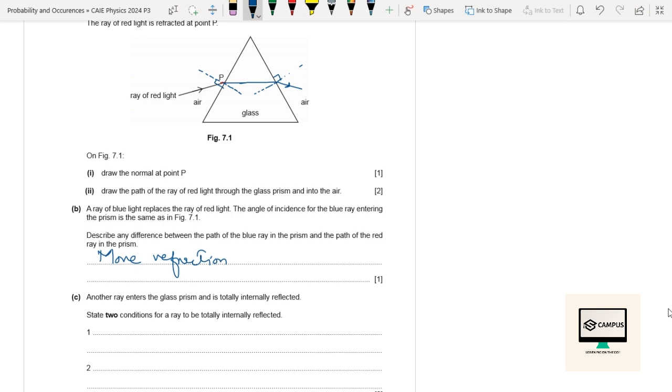and we can also say that there will be lower angle of refraction. That should give us 1 mark.